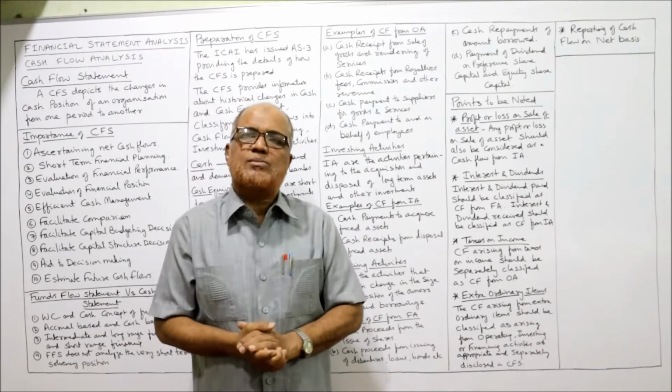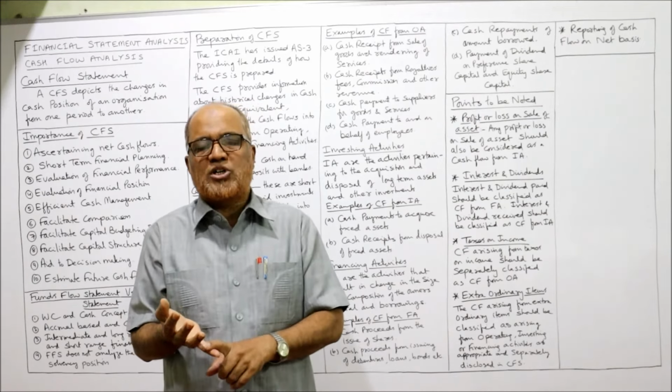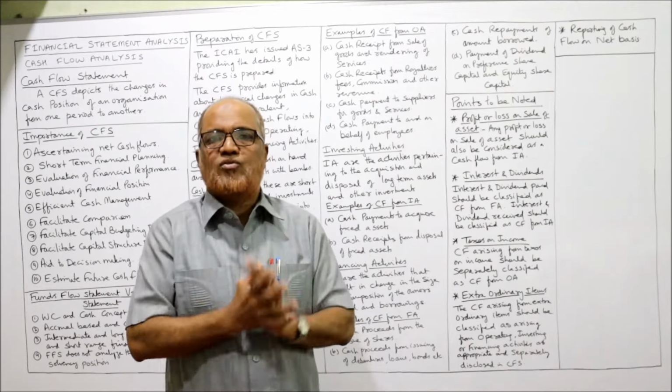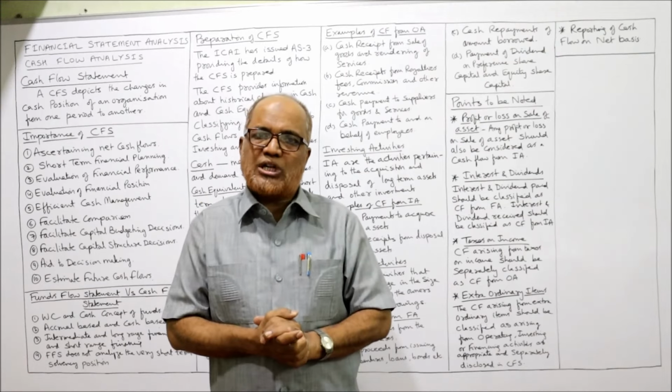So in this video, I explained to you the meaning of the term cash flow statement, cash book versus cash flow statement, importance of cash flow statement, differences between funds flow and cash flow, how to make the cash flow statement according to AS3, explaining different terms. What is cash? What is cash equivalent? Then what is cash flow? What is operating activity with examples? What is investing activity? What is financing activity with examples and some points. So in the next video, I'm going to explain to you the format of making the cash flow statement.